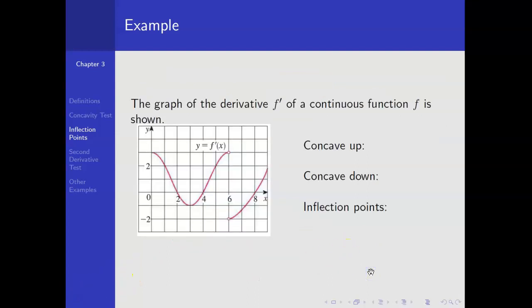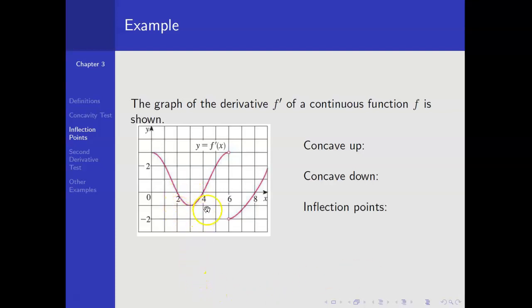Okay, our next example, we're going to look at the graph of the derivative of a function. We've seen this graph before in the last lecture. So this is the graph of the derivative f prime of a function f. We're going to figure out where the function would be concave up, concave down, and the x value for any inflection points. In this case, we can't give both coordinates of an inflection point because we don't know what the actual function f is.